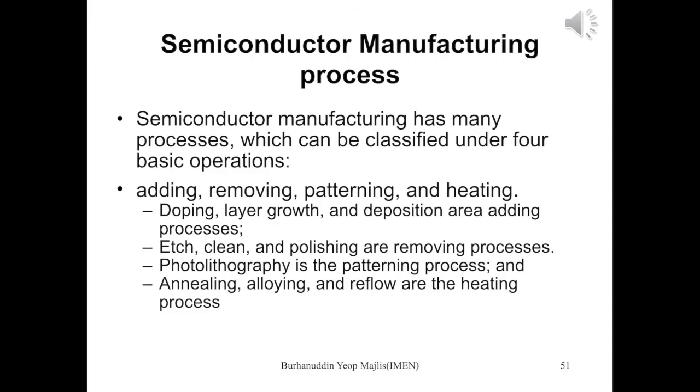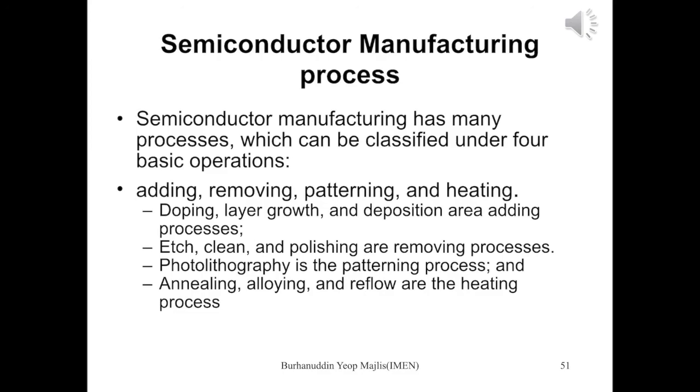Semiconductor manufacturing process. Semiconductor manufacturing has many processes which are classified under 4 basic operations. So this is the process. We can classify into adding processes, removing processes, patterning, and also heating processes. So doping, layer growth, and deposition are adding processes, when we add a layer. Etch, clean, and polishing are removing processes.